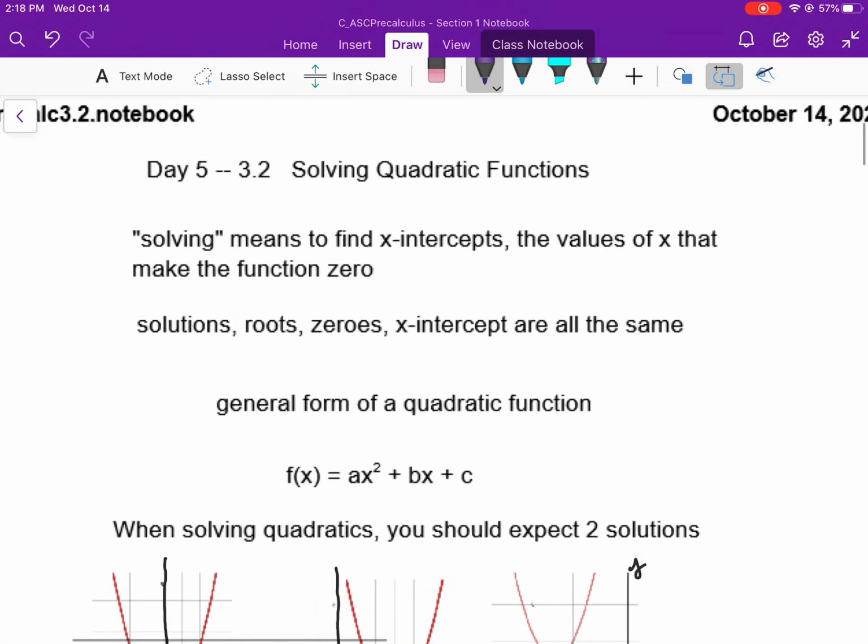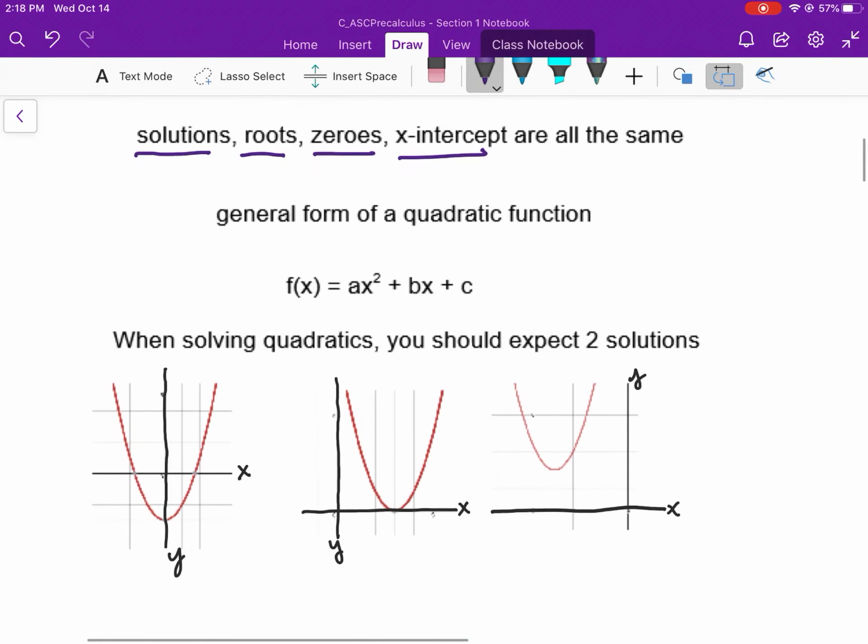So when we talk about solving quadratics, we're really looking for the x-intercept. Where does that graph cross the x-axis? Sometimes they use the word solution, sometimes roots, sometimes zeros, sometimes x-intercept. It doesn't matter. It all means the same thing. So our generic form of a quadratic function, which you already know, is f of x, or remember you could have y, equals ax squared plus bx plus c.